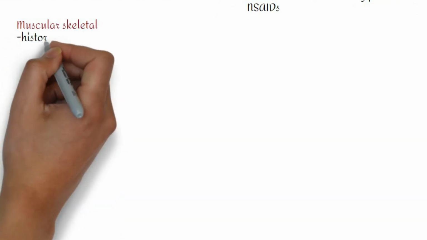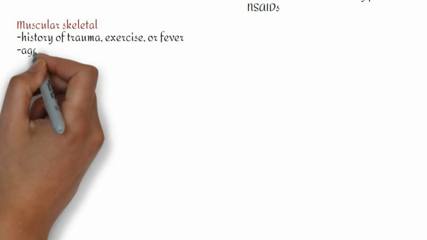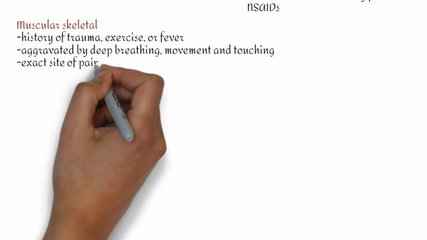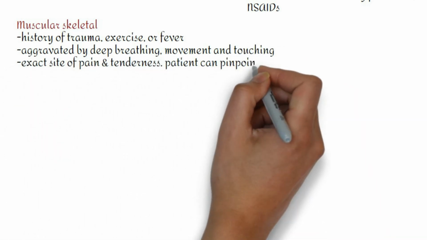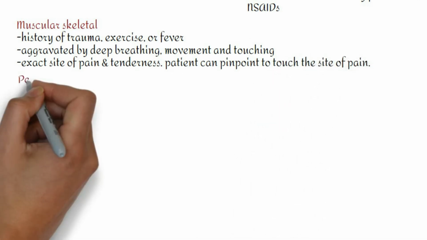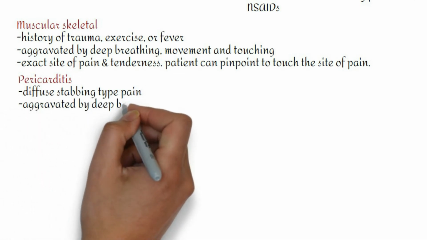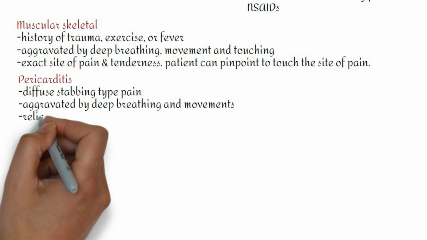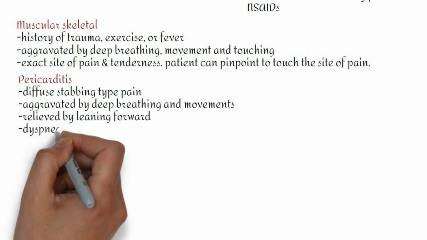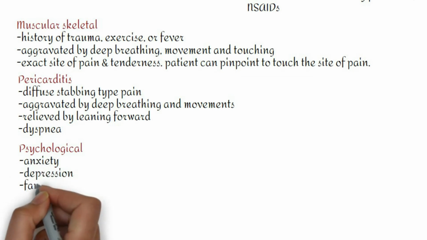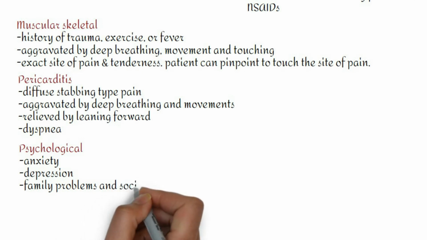Musculoskeletal. History of trauma, exercise, or fever. Aggravated by deep breathing, movement, and touching. Exact site of pain and tenderness. Patient can pinpoint the site of pain by touch. Pericarditis. Diffuse stabbing type pain. Aggravated by deep breathing and movements. Relieved by leaning forward. Dyspnea. Psychological. Anxiety. Depression. Family problems and social problems. Also, there are some risk factors you should ask the patient.